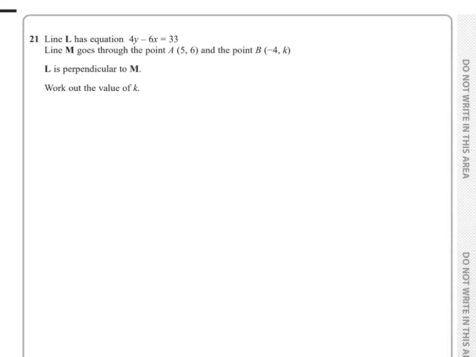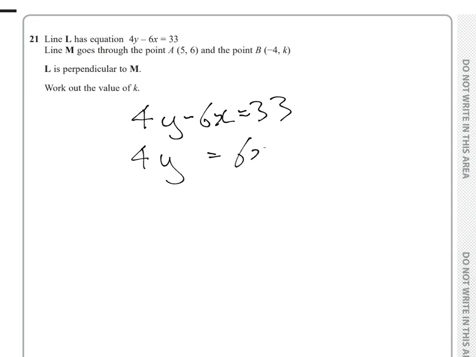Line L has equation 4y minus 6x equals 33. Line M goes through this point and this point. Line L is perpendicular to M. Work out the value of k. So 4y minus 6x is 33. Let's just get this in the form y equals, because that's much nicer. So 4y equals, add 6x to both sides, 6x plus 33. Then you're going to divide by 4. Equals 6 over 4 x plus 33 over 4.